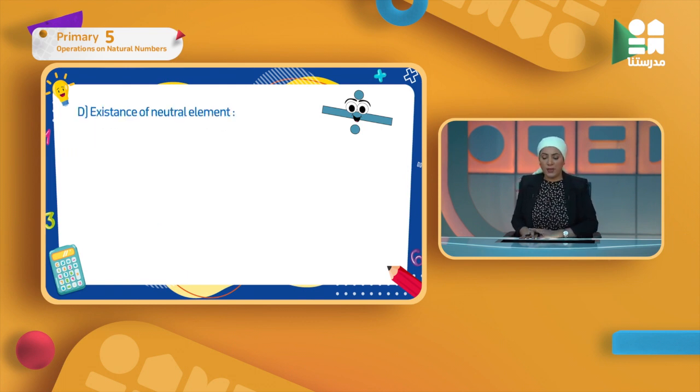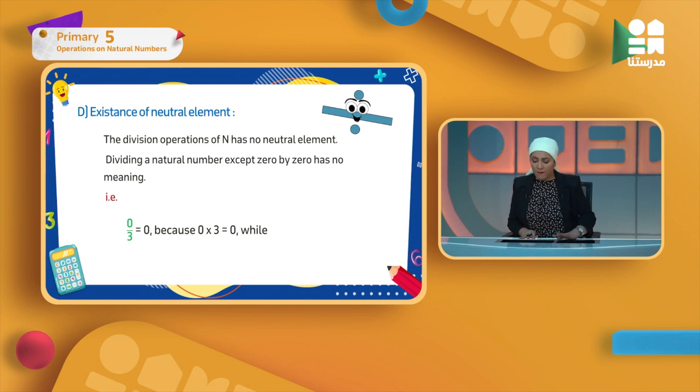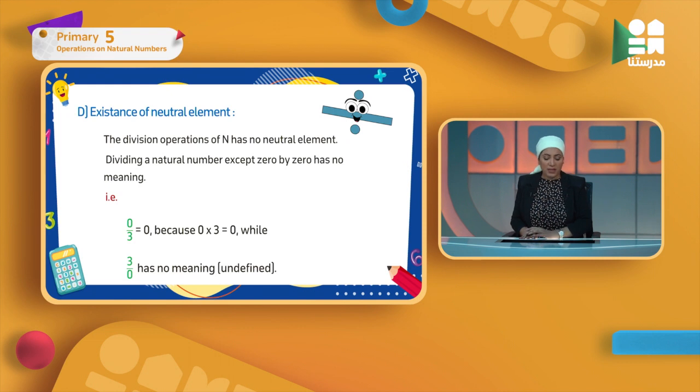Existence of neutral element. Does it apply on the division? Division operation on N has no neutral element. It has no neutral element. Dividing a natural number except 0 by 0 has no meaning. I mean, if I have 0 over 3 equals 0 because 0 times 3 equals 0. While if I do the opposite, I mean if I have 3 over 0, this has no meaning. It is undefined.